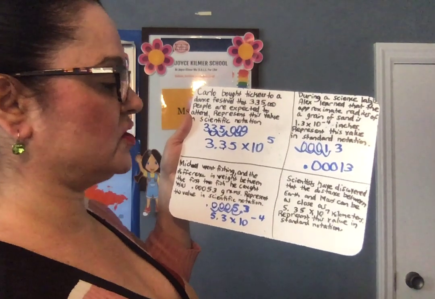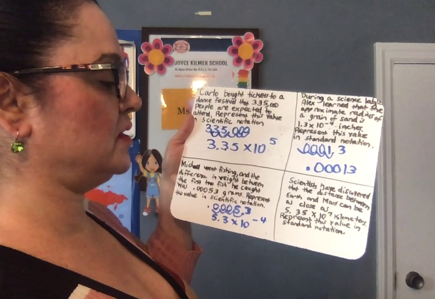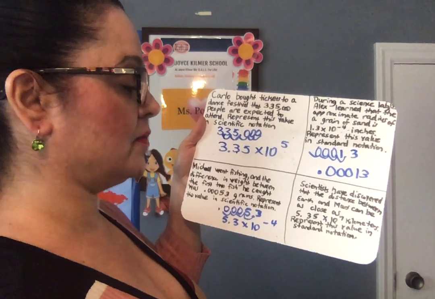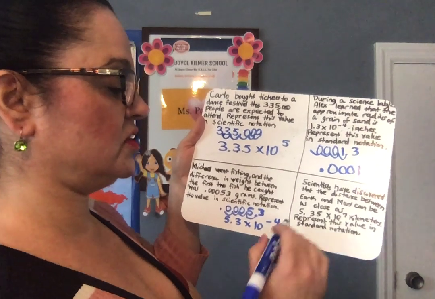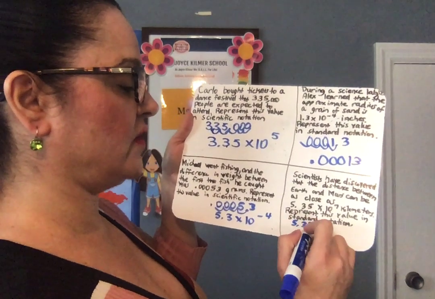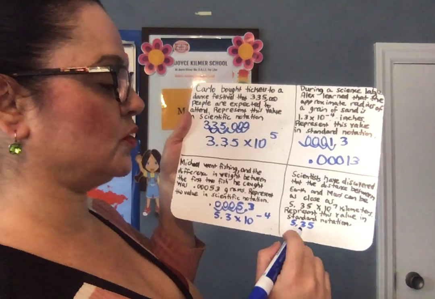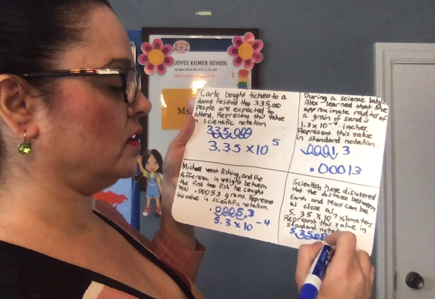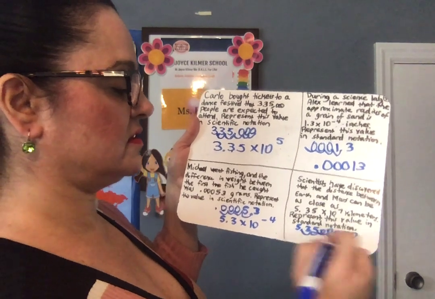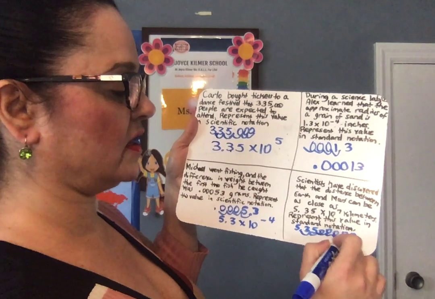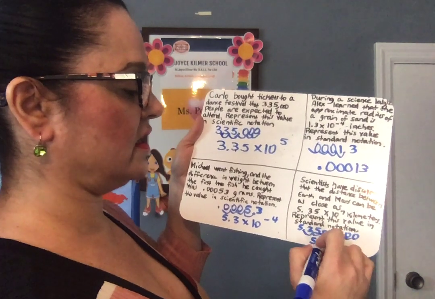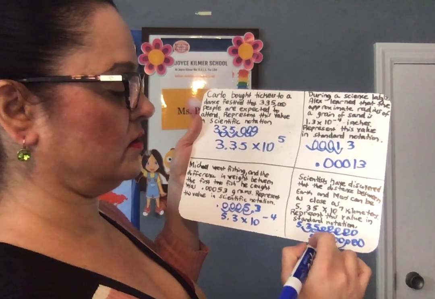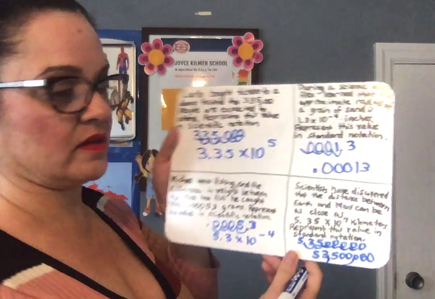All right, scientists have discovered that the distance between Earth and Mars can be as close as 5.35 times 10 to the 7th power kilometers. Represent this value in standard notation. So 5.35, and the 7 is positive, so we'll count 7 right. 1, 2, 3, 4, 5, 6, 7. And we'll go ahead and rewrite that. And here we have 53,500,000 as the answer.